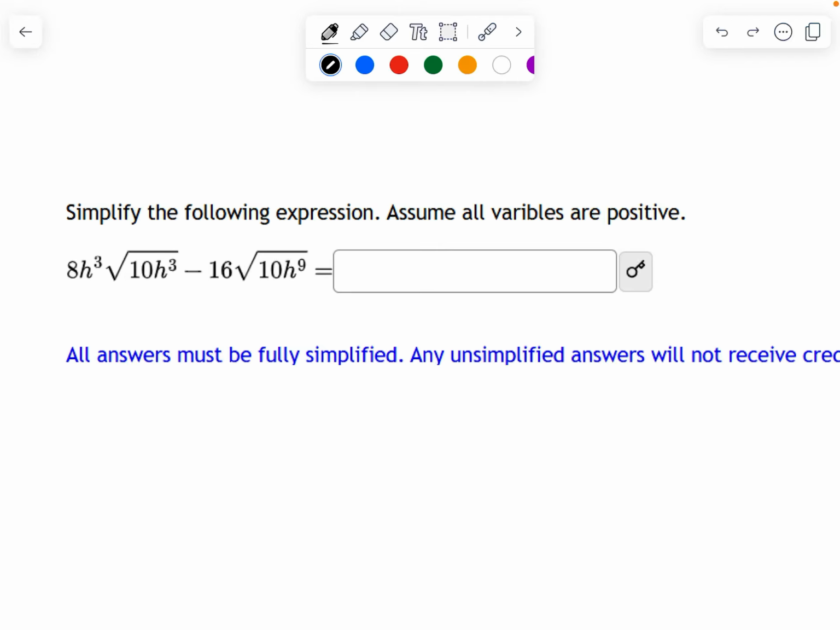Hello and welcome. So it says simplify the following expression, assume all variables are positive. Now we're adding two radicals together, and reminder, in order to do that, we have to have the same index and the same radicand.